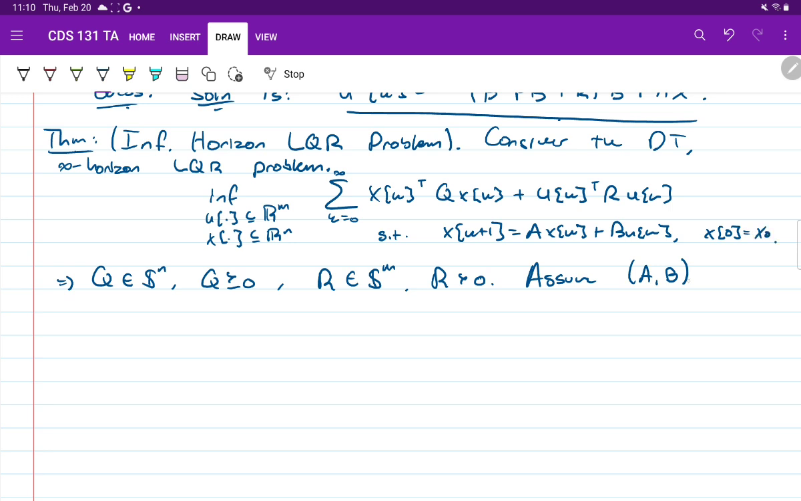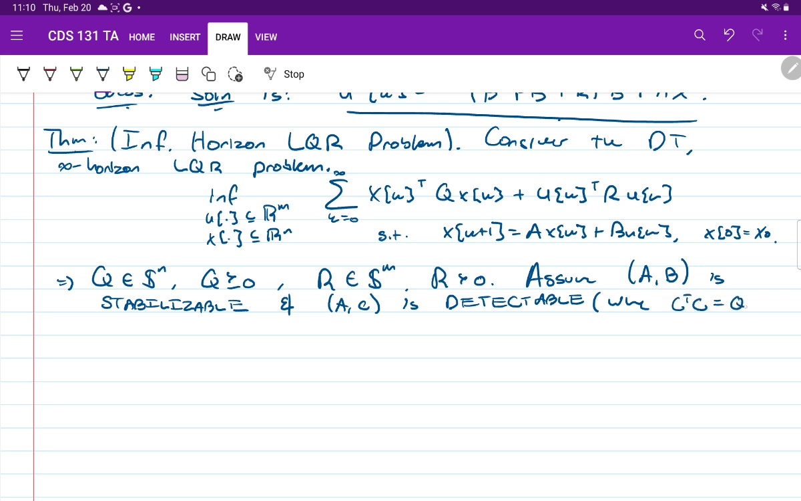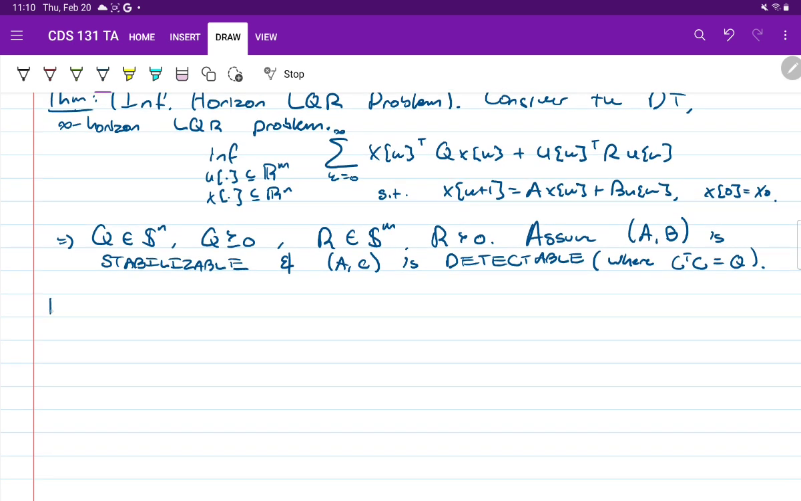Okay, so what I'm going to do is assume that (A, B) is stabilizable, and that (A, C) is detectable, where C is going to be this unique matrix such that C transpose C equals Q. Then the following two things are going to hold.